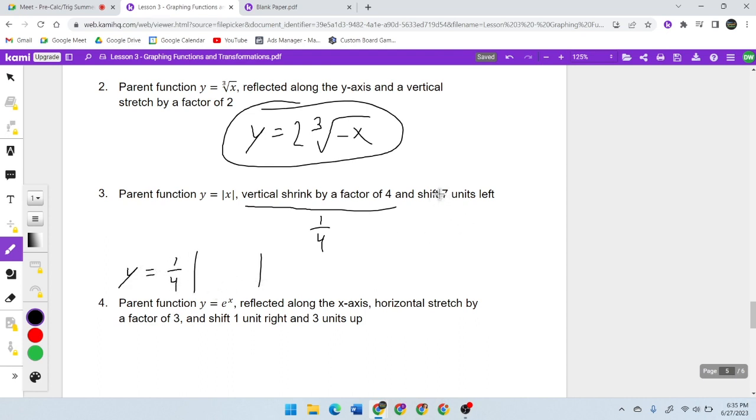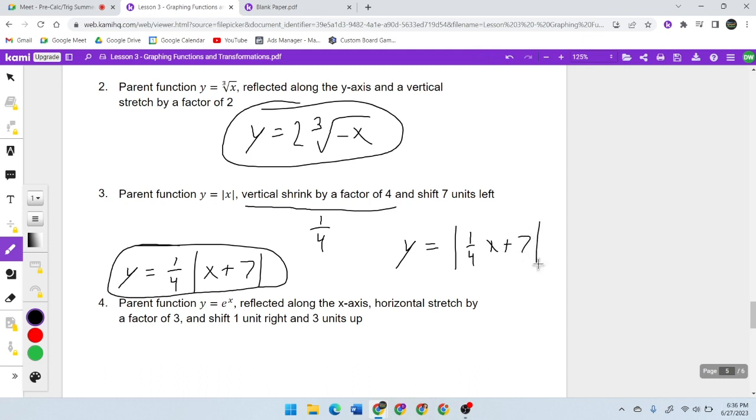And since it's a shift 7 units to the left, that does go next to the x, and it's going to be x plus 7, because plus 7 makes it a shift to the left. Any questions there? And this is the final answer, by the way. Now, here's a question. Would this also be an acceptable answer? Yes or no? Any ideas?